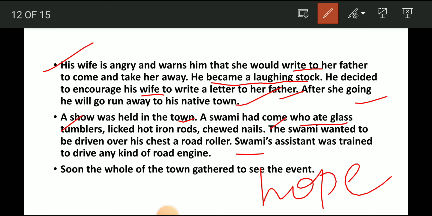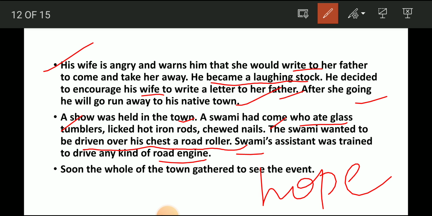So while doing this, he says that he is going to be driven over on his chest by a road roller. So the municipality authority says we don't have any road roller. To that, Swami says, road engine bhi chalega. If you don't have a road roller, the road engine is one and the same. So road engine bhi chalega.